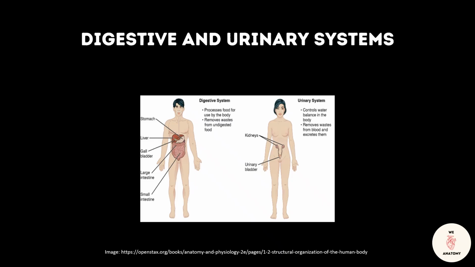The urinary system on the right is comprised of the kidneys, the ureters, the bladder, and the urethra. This system filters the blood, removes waste products, and controls the fluid and electrolyte levels in our systems.